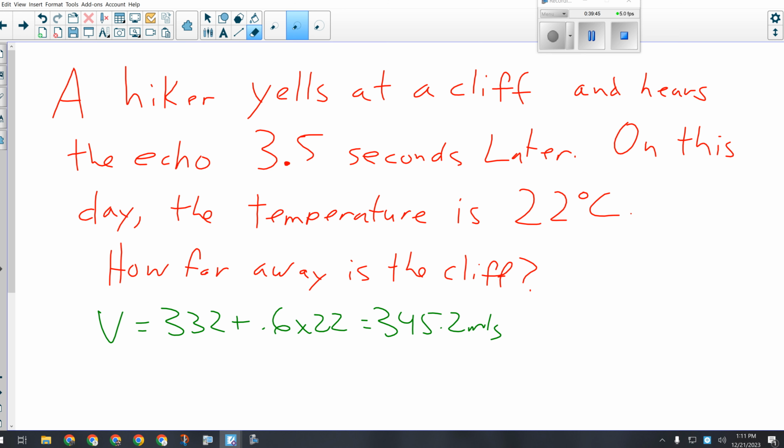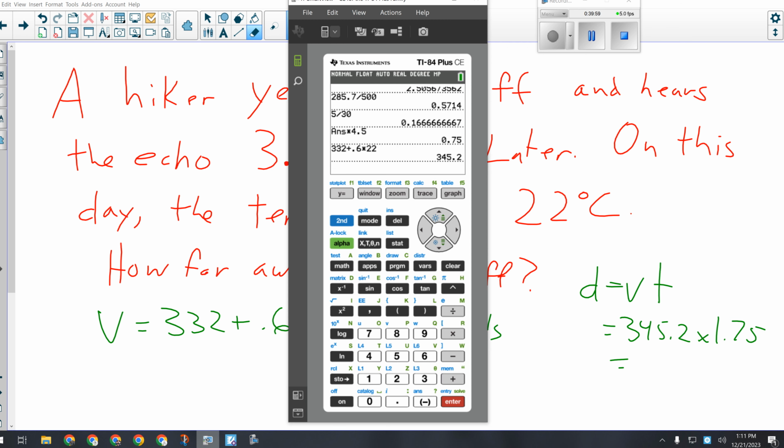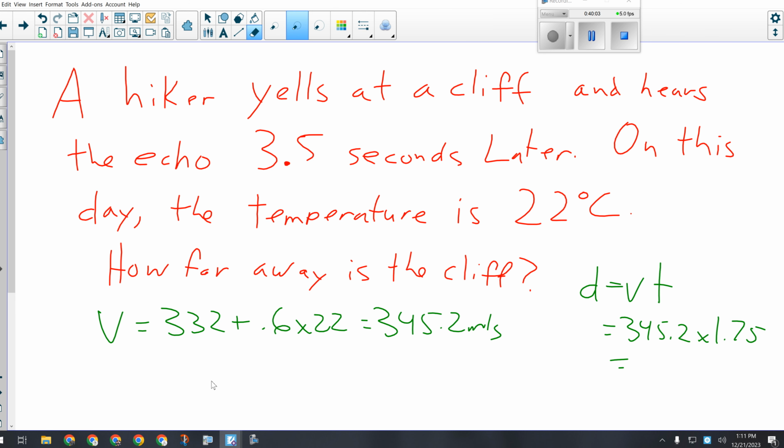So d equals v times t, and I'm going to use 345.2 times 1.75 seconds. Half the time is all it took for it to get to the cliff. The cliff is 604 meters away. Actually, we only have 2 significant digits, so 6.0 times 10 to the 2 meters away, which is exactly the same number I picked for the other question about that. Questions on those?